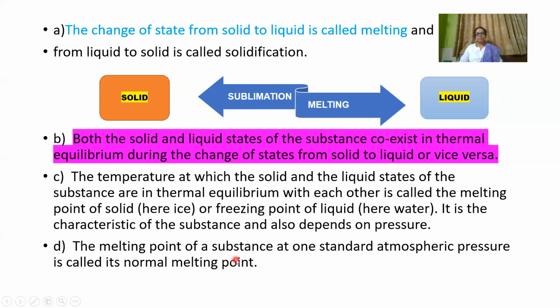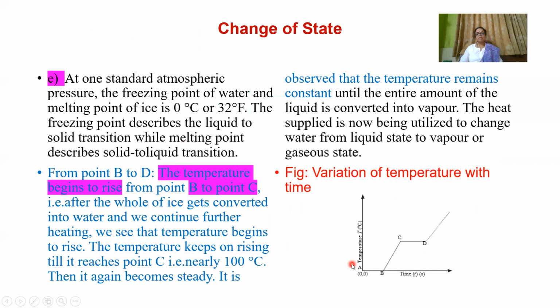The melting point of a substance at one standard atmospheric pressure is called its normal melting point. At one standard atmospheric pressure, the freezing point of water and the melting point of ice is 0 degree centigrade or 32 degree Fahrenheit. The freezing point describes the liquid to solid transition, while melting point describes the solid to liquid transition.